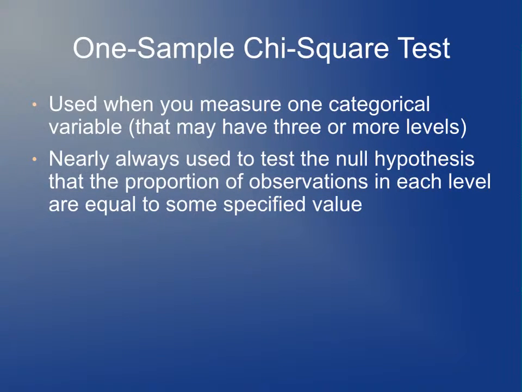And a closely related test is the one-sample chi-square test. It's more general than the proportion test because it's for when you have one categorical variable that may have 3 or more levels. You will pretty much only use the chi-square test in the situation where you want to test the null hypothesis that the proportion of observations in each level are equal to some specified value. You might use it in genetics, for instance, to test the null hypothesis that a certain trait is Mendelian or recessive or something like that.